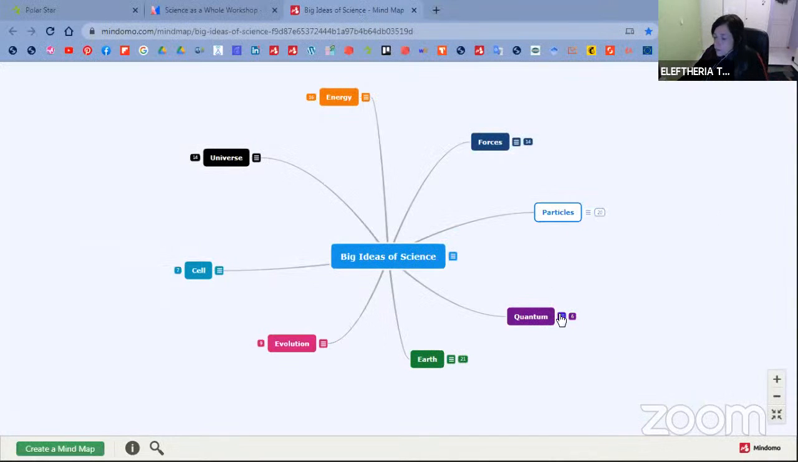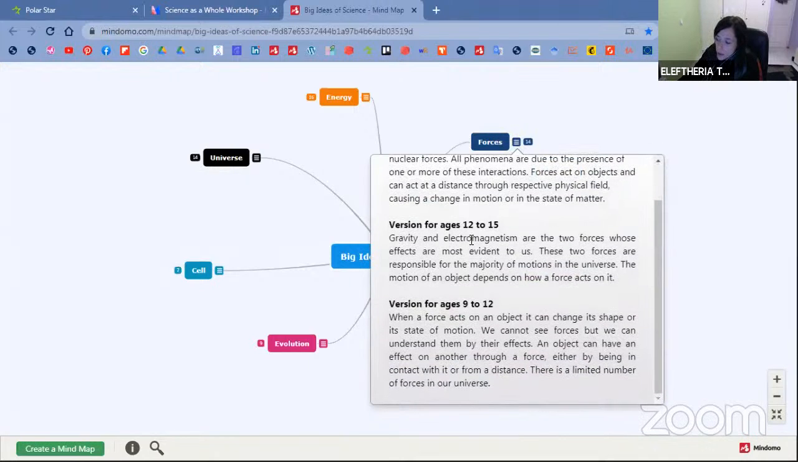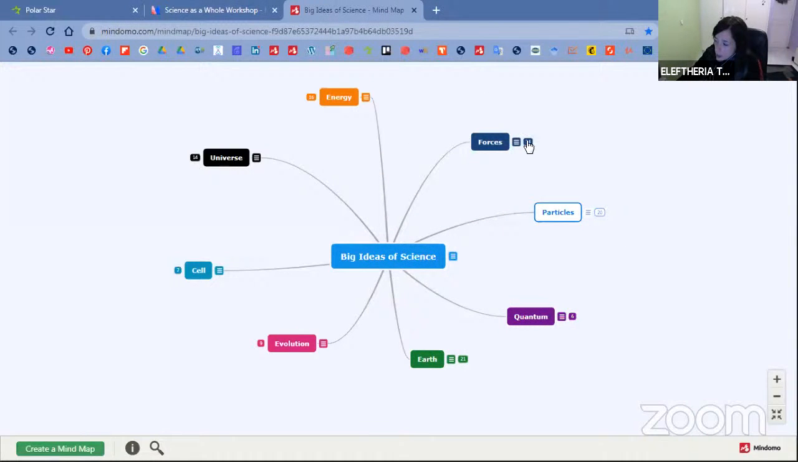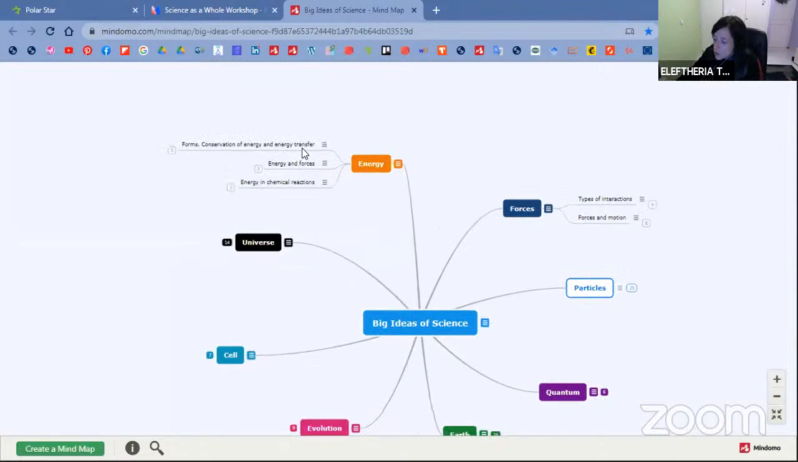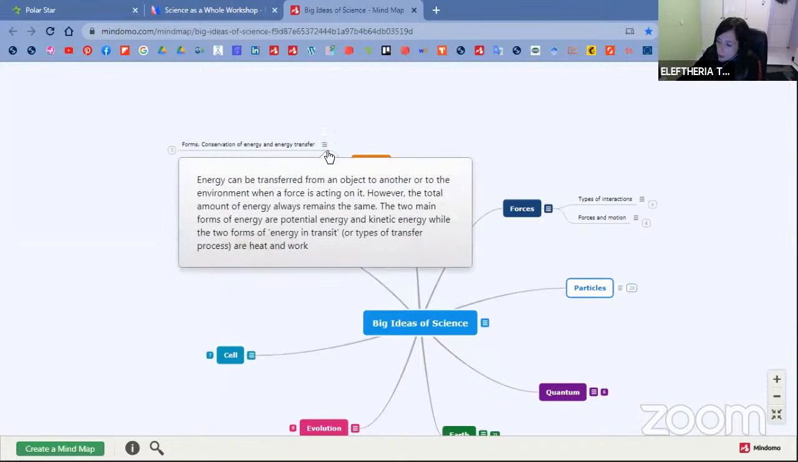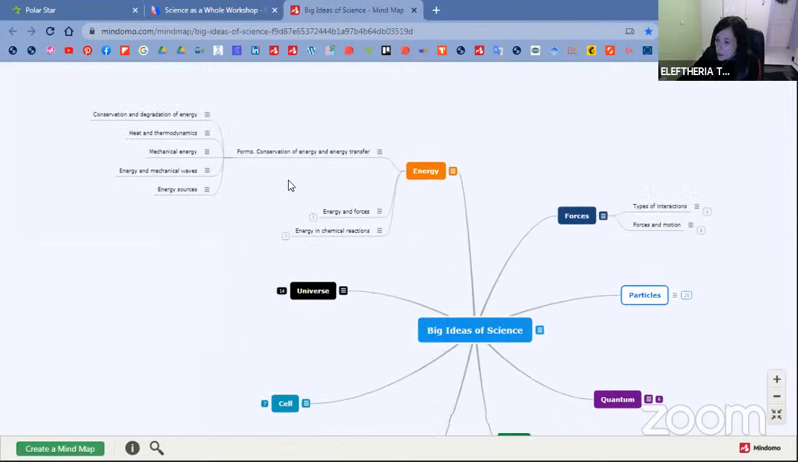So this is our science map. We have here the 8 big ideas of science. For each of the big ideas, we have the description of the big idea and an additional version for younger students. We have a version for middle school and one for primary school. And if you click on each of these big ideas, you will see that it's broken into a few more. This is what we call the intermediate ideas. And again, we have an explanation for each of them. And then they break down into small ideas.